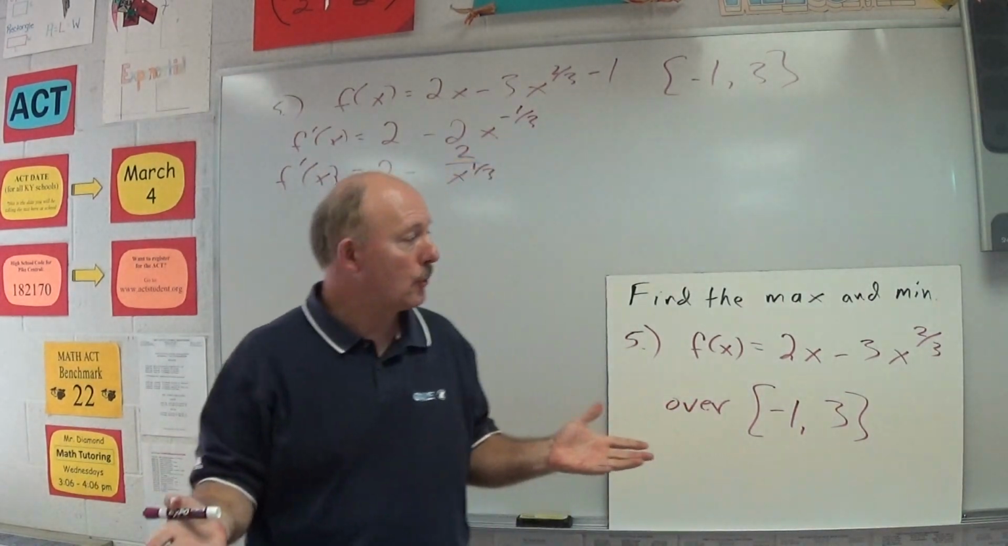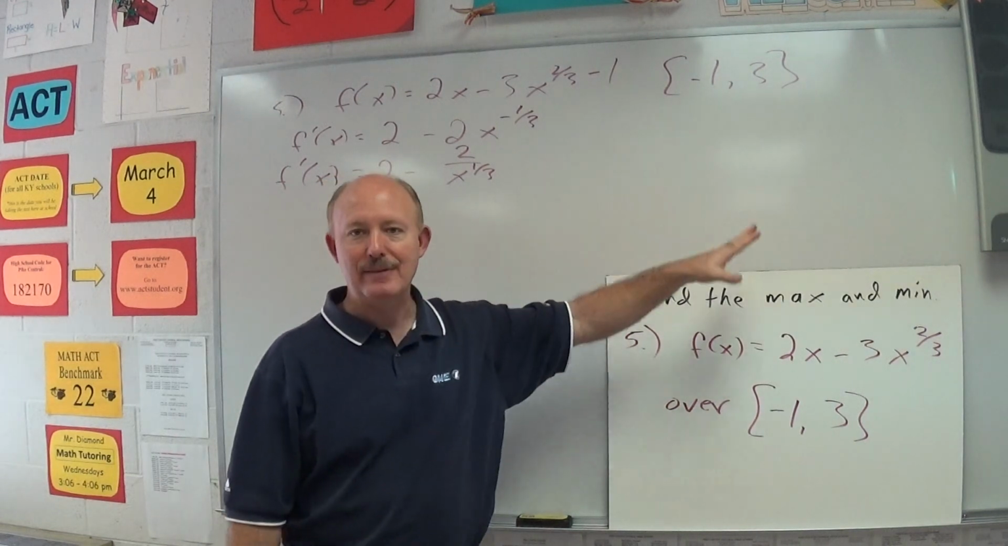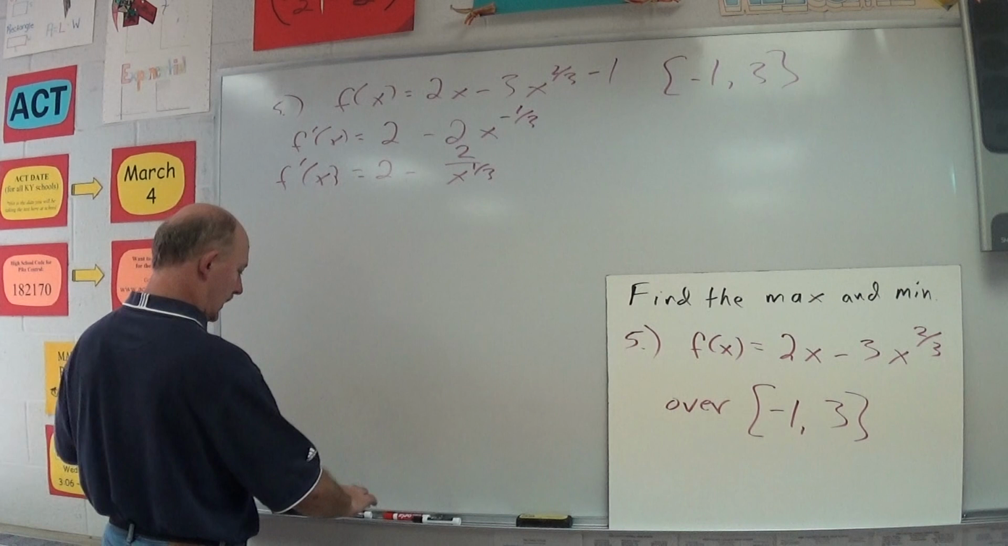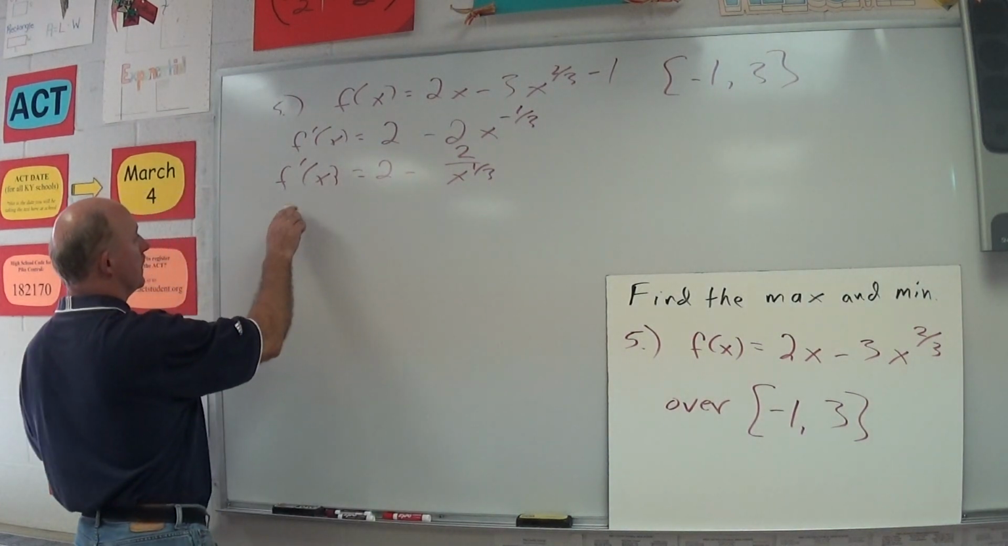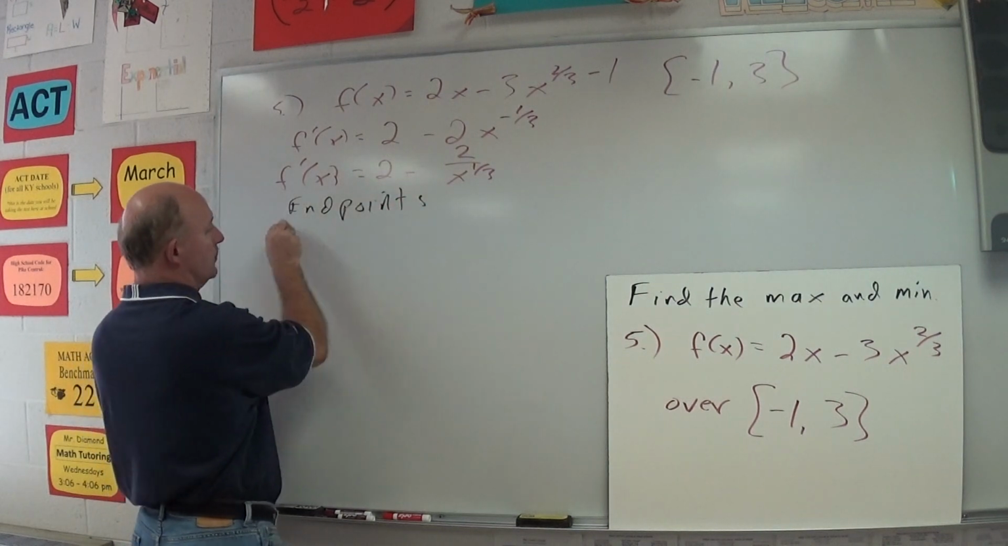Now, let's go ahead and check the endpoints. So we're going to do the endpoints first, and then we'll see if we have any critical numbers, and we'll check those. All right, so let's do the endpoints next. Let's see, so for our endpoints, let's check our endpoints.